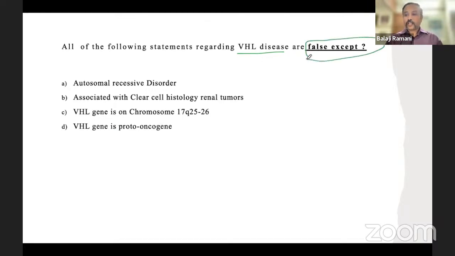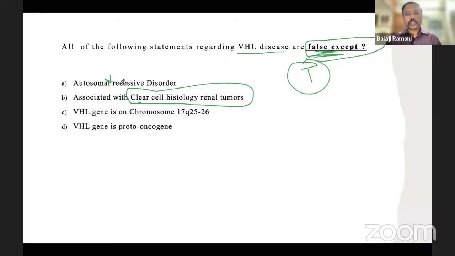So what do we have here? The question is mentioned as false except. So what it essentially means, a double negative makes it a positive. So what you're looking for here is actually a true statement. Forget all of it, all the rest is going to be false. So which is the only true statement in this? All of us know that VHL is going to be associated with clear cell histology, renal carcinoma. So clear cell renal carcinomas are going to be present as far as VHL is concerned. So all the other statements are false.